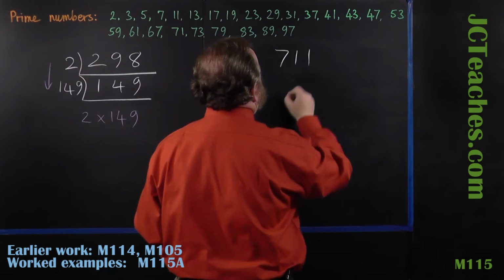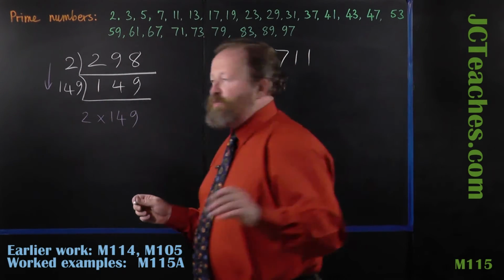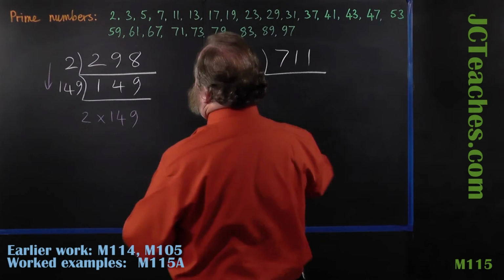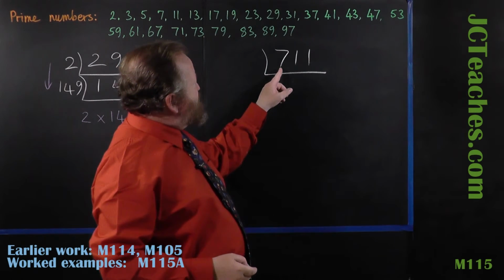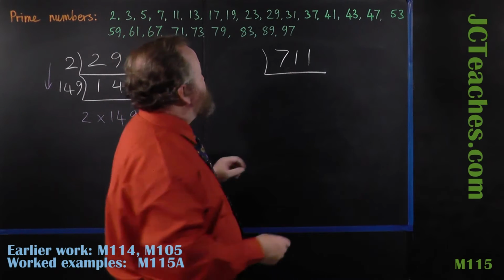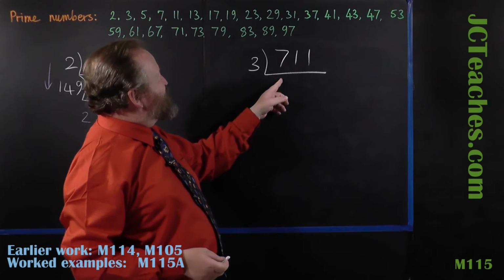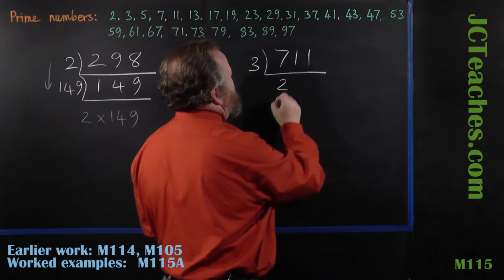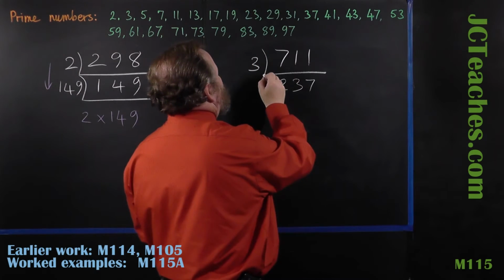But right. We can do our usual with this one. Obviously it doesn't divide by 2 because it is in fact an odd number. The digits 7, 1, 1 add up to 9, therefore it does divide by 3. So I can put a 3 here. It divides by 3, 237 times. I'll have to check this later.